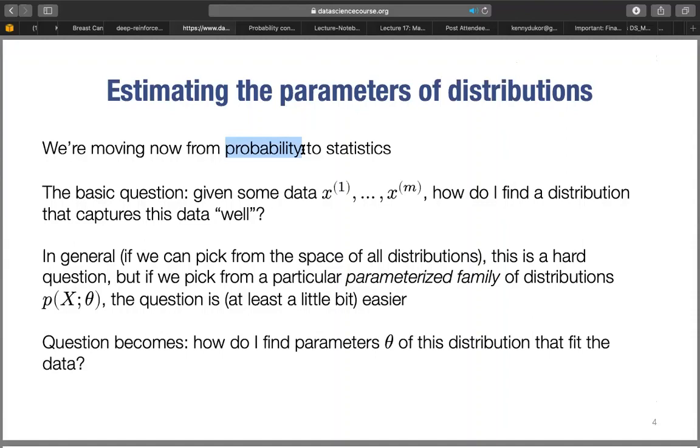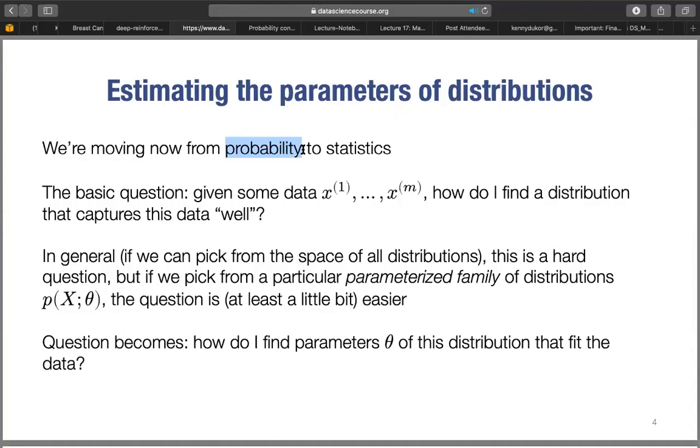And usually the question everyone asks is, if you have data x1 to xm, of course we all know what m is. So x1 to xm means all the data points of the data set here. How do you find the distribution that captures this data well? So when you say how do you find the distribution that captures this data well, it's more or less like saying how do you find a way of understanding the data well, right? That's the simplest high-level way of explaining it, right?